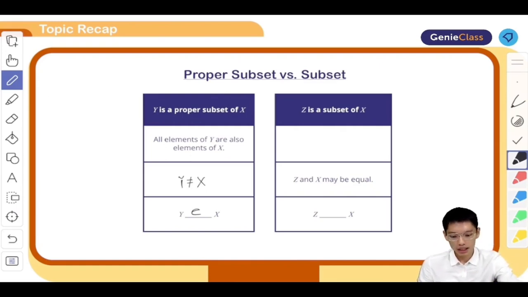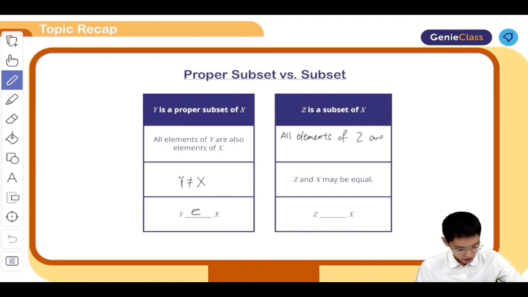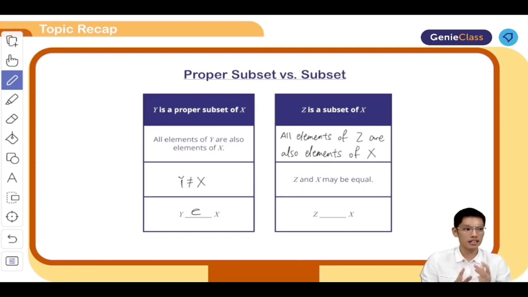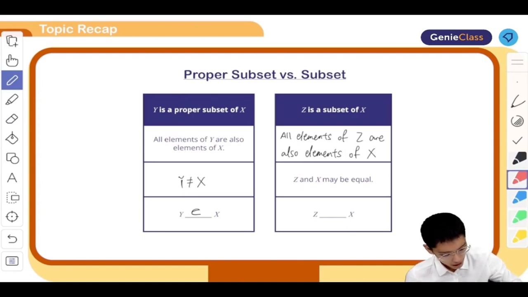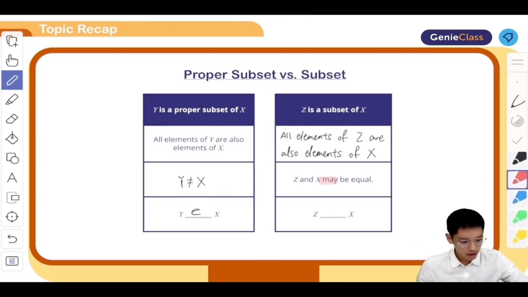Now, for Z being a subset, we ease the condition a little, if you want to recall. If we talk about a subset, in this case, all elements of Z are also elements of X. Okay, so that's one thing. And in this case, Z and X may be equal. Keyword over here, the word is may be equal. So one thing to take note over here. And the way we write it is this C over here with a line below. That's what we indicate as a subset because it can be equal.